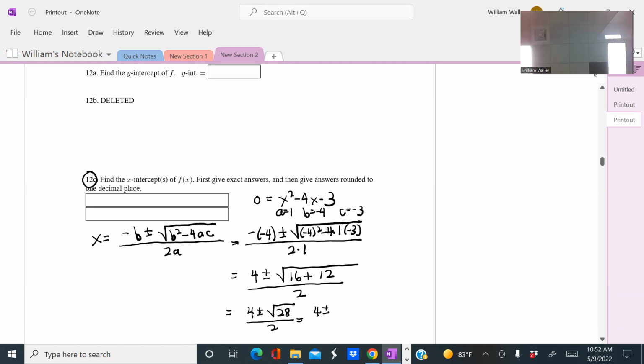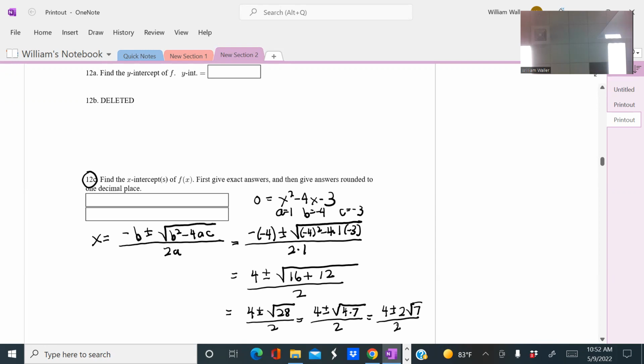And so that's really, in a sense, those are the two x-intercepts. One of them is 4 plus square root of 28 over 2, and one of them is 4 minus the square root of 28 over 2. But you can simplify this a little bit by hand if you want to, without using the calculator, because 28 is 4 times 7, and 4 is a perfect square. So you can extract from under that square root a 2, because the square root of 4 is 2. So you end up with the 2 outside, and then just the 7 inside the radical. So we have 4 plus or minus 2 times the square root of 7 over 2.